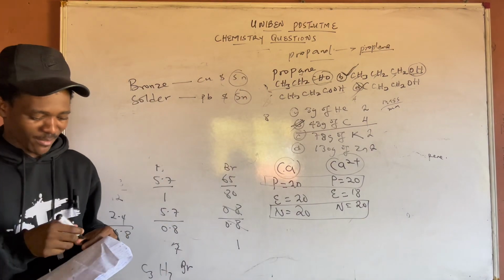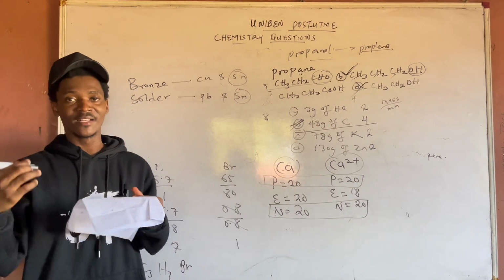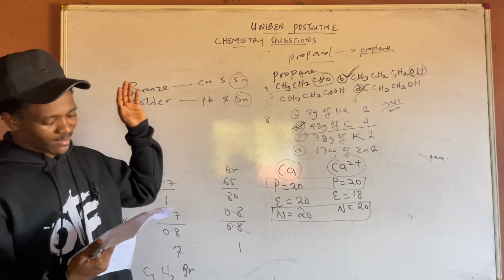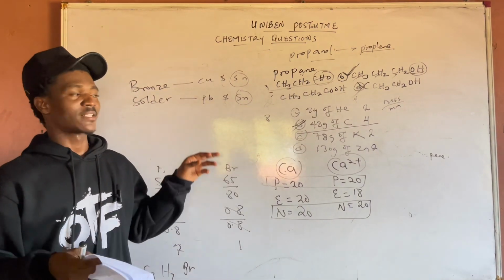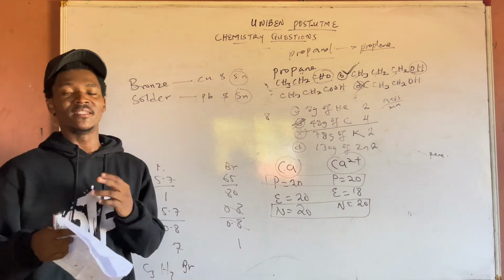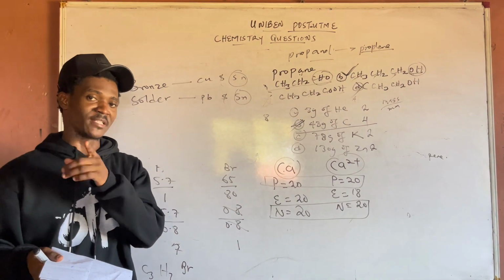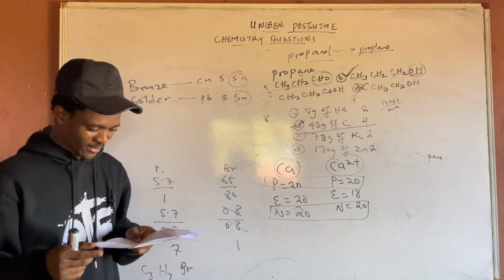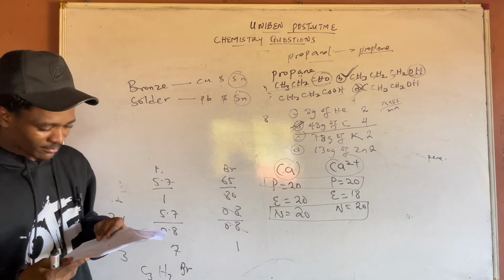So the options: A copper, B lead, C silver, and D tin. So the answer is tin. As a matter of fact, bronze is often used in the making of statues. So take note of that. Don't forget.